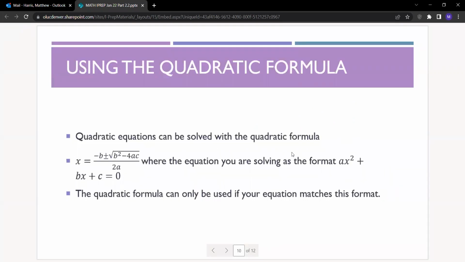So the quadratic formula is this guy right here. X is equal to negative b plus or minus the square root of b squared minus 4ac, all over 2a. You can only use this formula when you have this equation: ax squared plus bx plus c equals 0. If you don't have this, so let's say this was a 3, or maybe you didn't have another part that you needed, you can't use this formula.